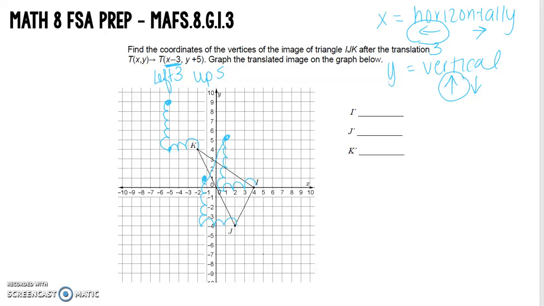So I now have my new triangle. And its new coordinates: this is K prime all the way up here at -5, 9. J prime was right here at -1, 1. And then I prime is right here at 1, 5.